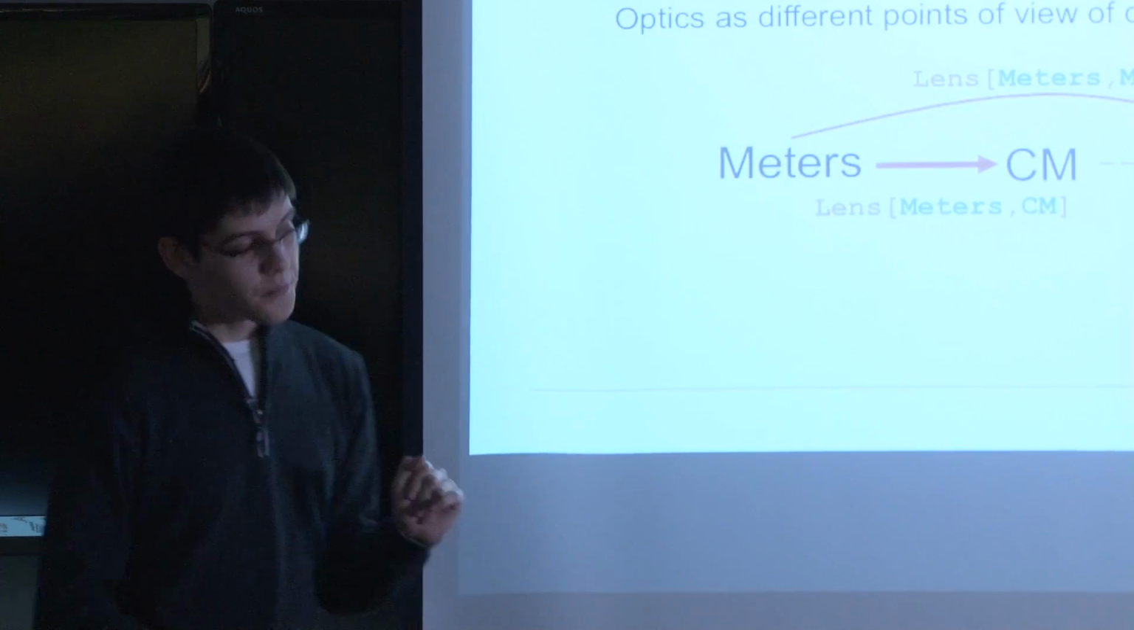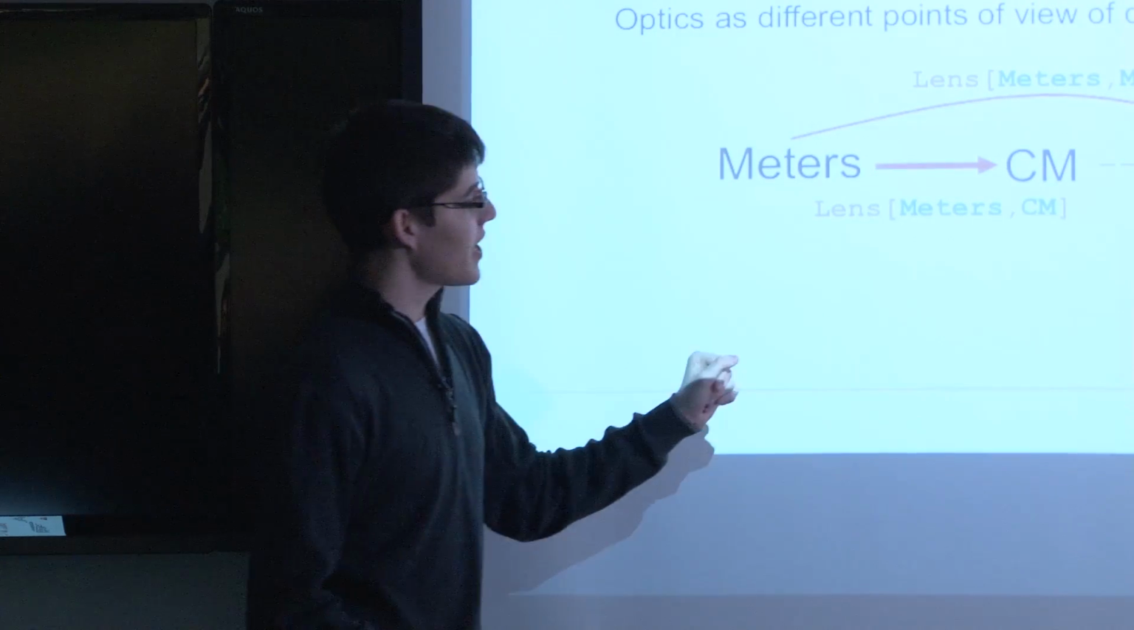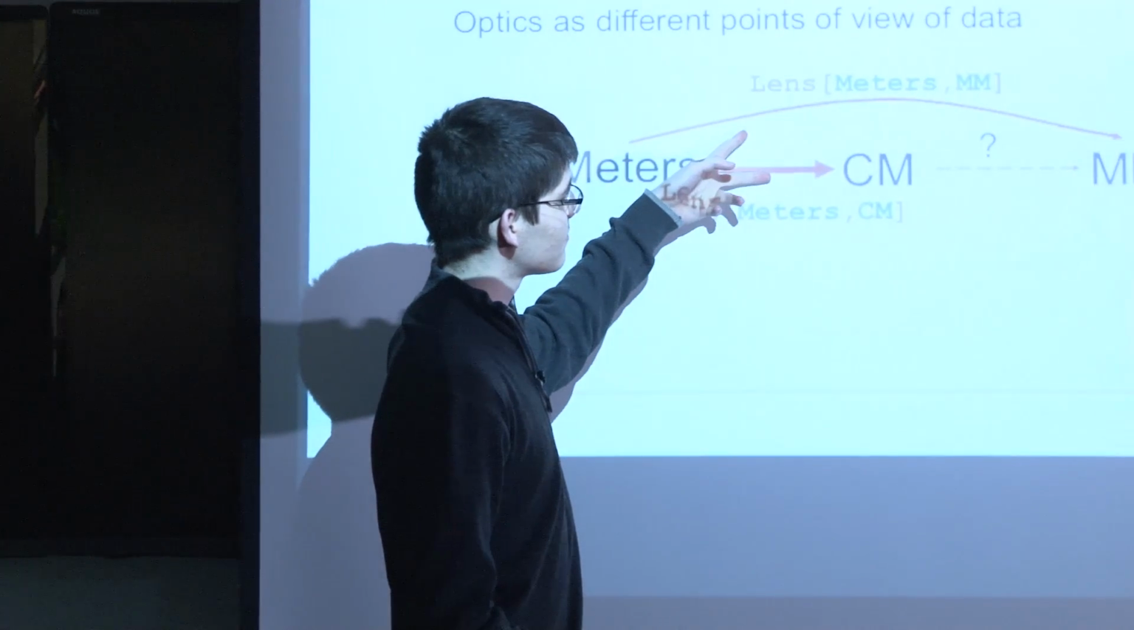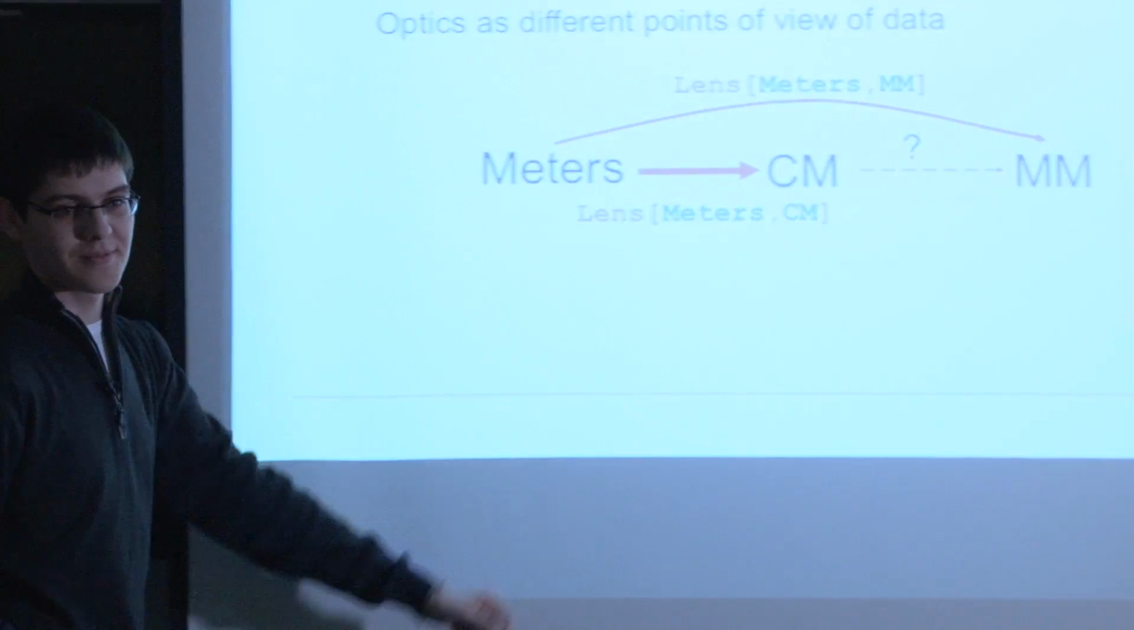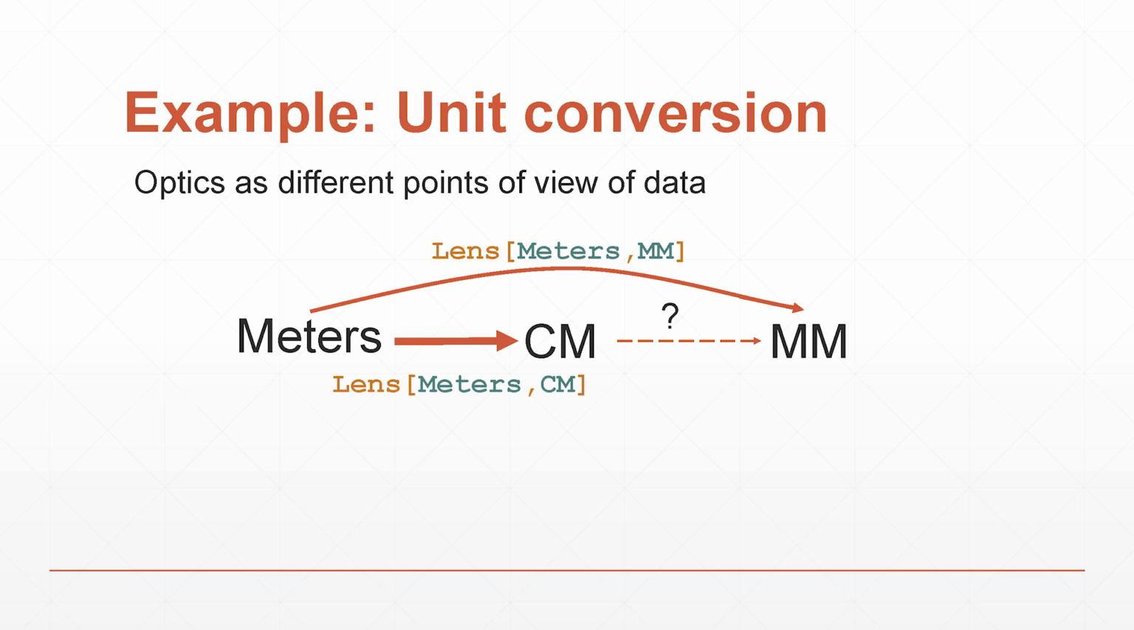All right? So the question is, given these 2 lenses, can we create a lens from centimeters to millimeters? What do you think? Activate twice from meters to centimeters and once again. Say these are different types, not just integers. We can't just manipulate it like that. So the answer is we can't, because there is no path from centimeters to millimeters. We need to follow the arrows.